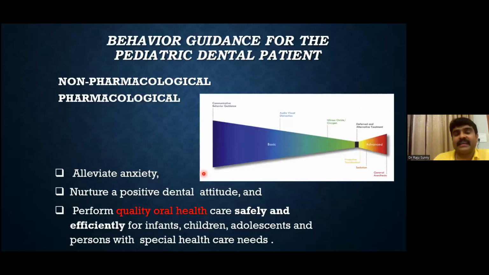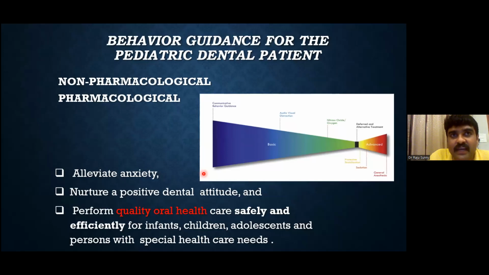So see, behavior management: we have two types, pharmacological behavior management and non-pharmacological behavior management. It's all about removing the anxiety or the fear of the patient, then developing a positive attitude, and at the same time we should be able to perform a quality treatment. Whatever treatment we do for the pediatric patient, even if the child is not cooperating, the first thing the parent is going to ask you is, doctor, you have done the restoration, now how long is it going to stay?